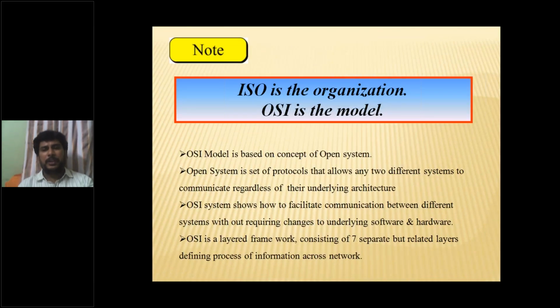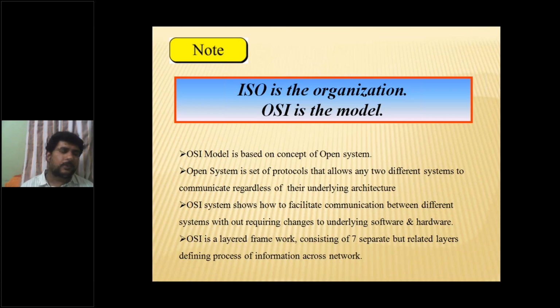First, we have been introduced that the Open System Interconnection model has been developed by an organization called the International Standards Organization. And basically, open system interconnection is based on a concept called open system. But what do you mean by open system? An open system is a set of protocols that allow any two different systems to communicate regardless of the architecture. One may be Windows, one may be another format of operating system.